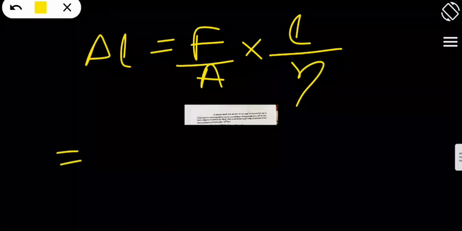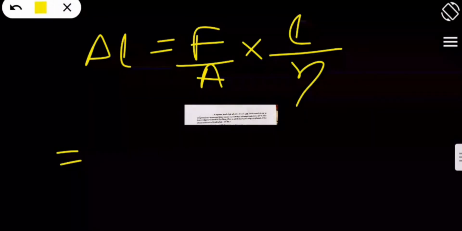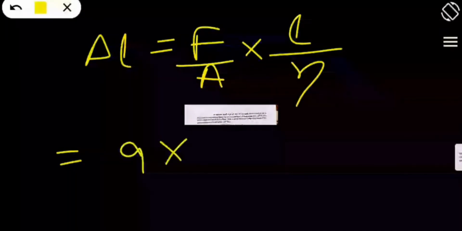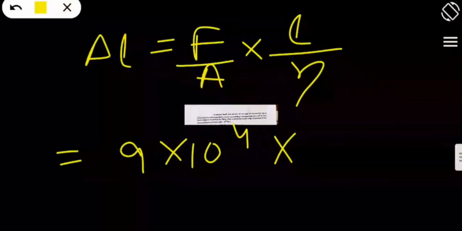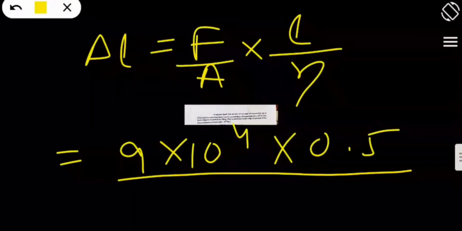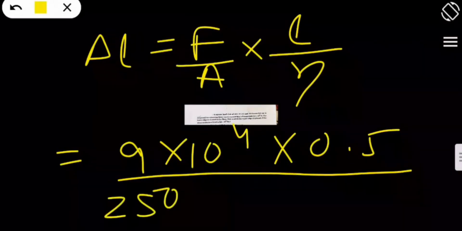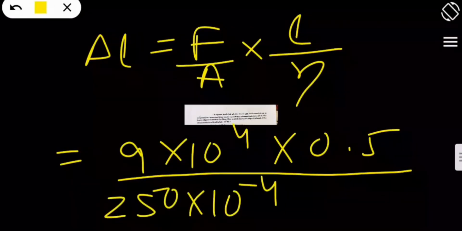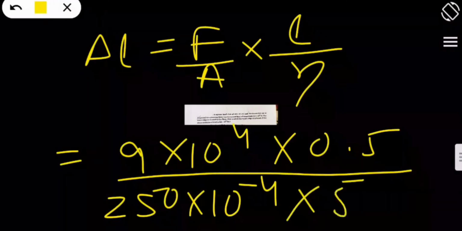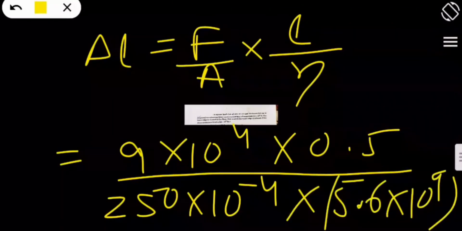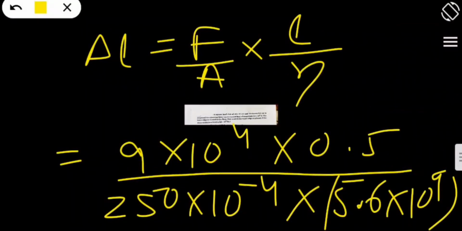Now place it. Here I can place it as 9 into 10 to the power 4 into 0.5 is the length, area 250 into 10 to the power minus 4 multiplied with eta. Eta is given, shear modulus 5.6 into 10 to the power 9. Getting my point? So this will be 5.6 into 10 to the power of 9.